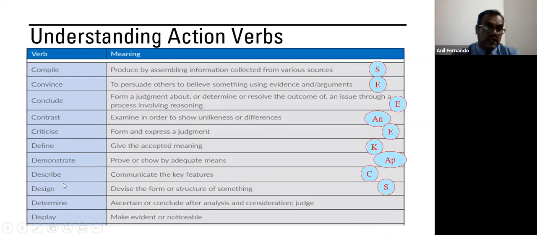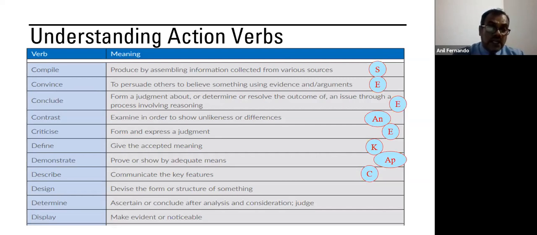So I'll come to design later. So describe, communicate the key features. When you describe something, you had better not bring your own judgment. You describe what it is. But when you define, you need to give formally accepted definitions, written definitions. You can't give any other things.